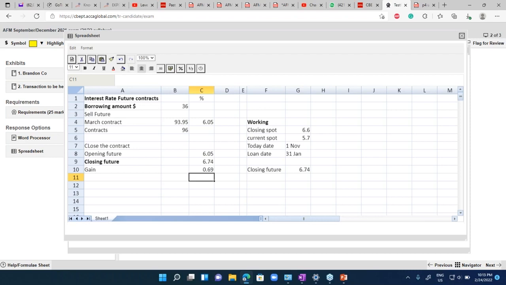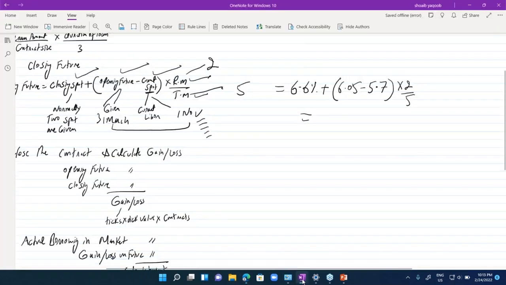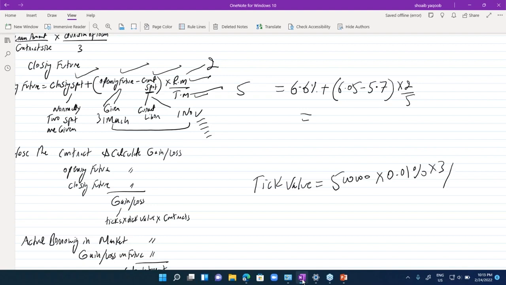This will be 69 ticks into tick value. Tick value is for 500,000. Tick value will be 12.5. Guys, remember how to calculate the tick value. Tick value is contract size into 0.01% into 3 by 12. Please calculate the tick value. Tick value into 3 by 12, 12.5, right?